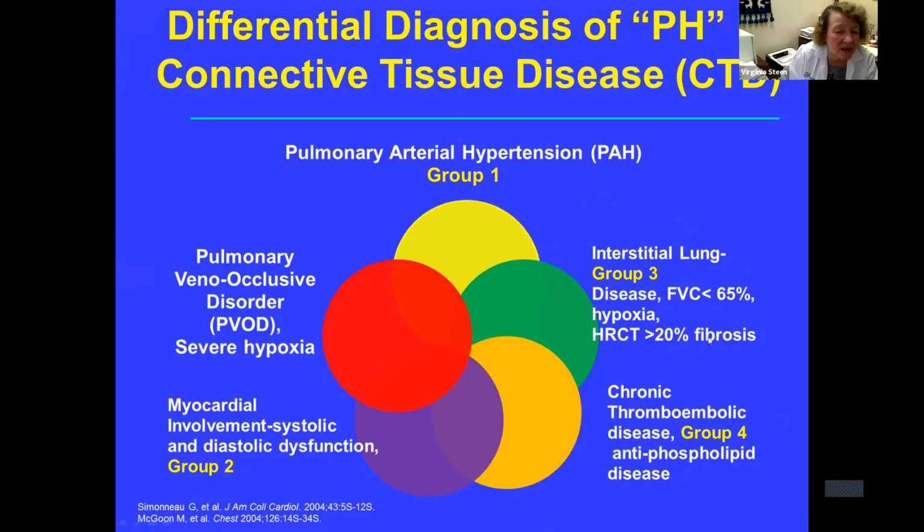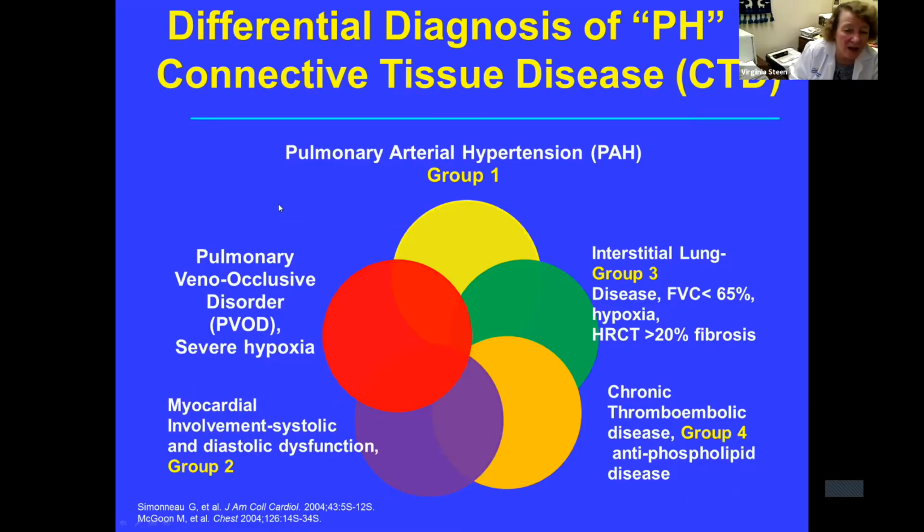Group 3 is interstitial lung disease, and many of our patients have interstitial disease severe enough that they have hypoxia, and then that can develop significant secondary pulmonary hypertension from interstitial disease. Group 4, chronic thromboembolic disease, is not very common in scleroderma. It can happen more commonly in lupus and is more generally associated with antiphospholipid disease.